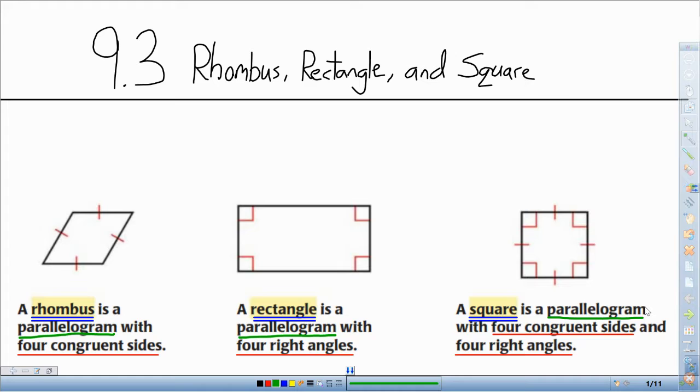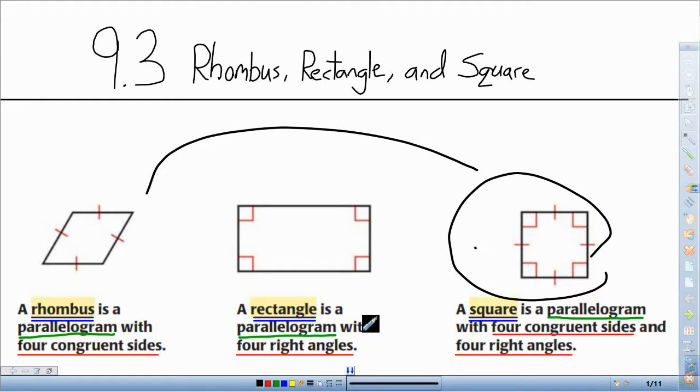Here's the first question I want to ask you guys. Is a square a rhombus? What do you think? Well, for something to be considered a rhombus, it has to have four congruent sides, right? Does a square have four congruent sides? Yes. So a square is a rhombus.